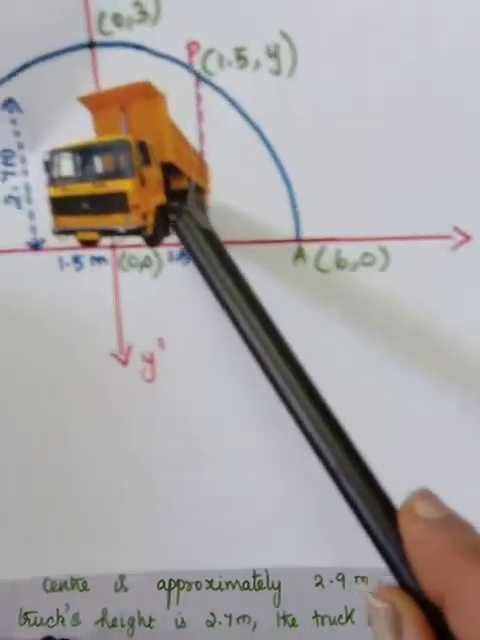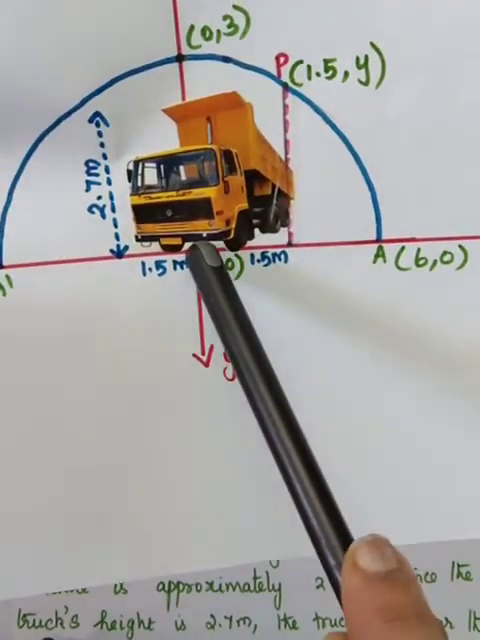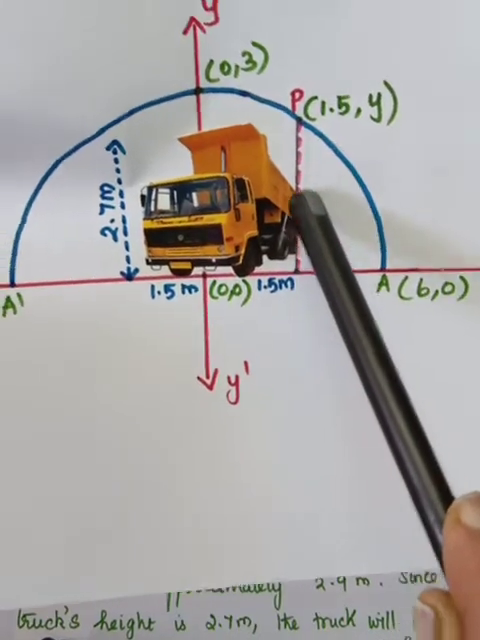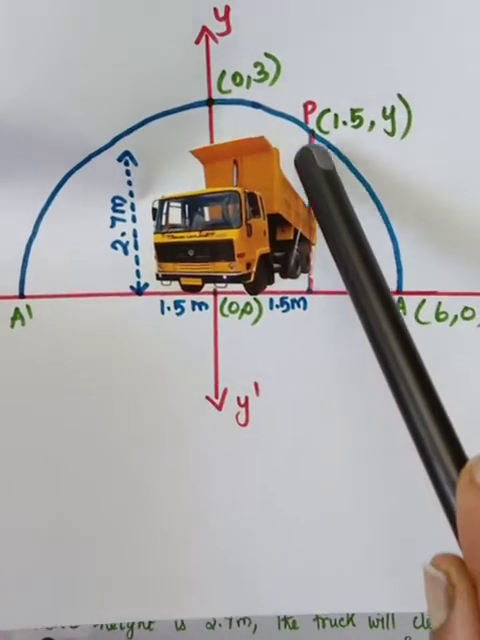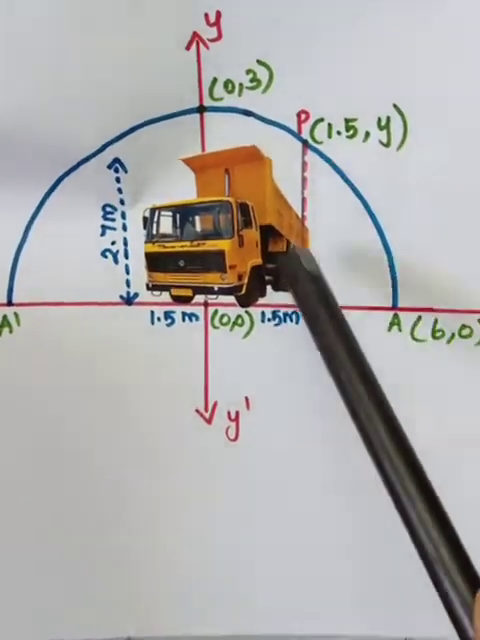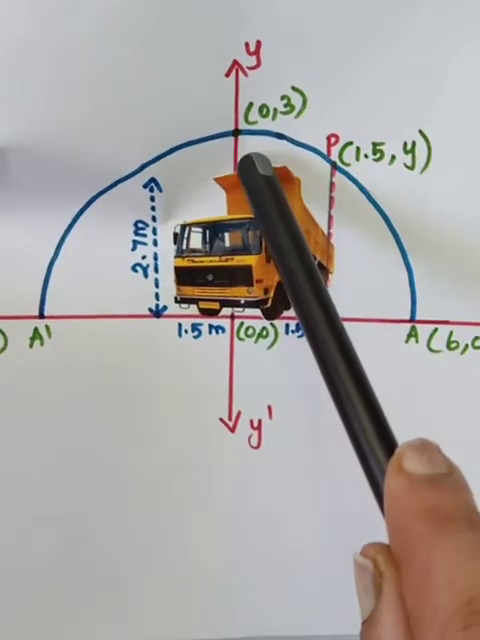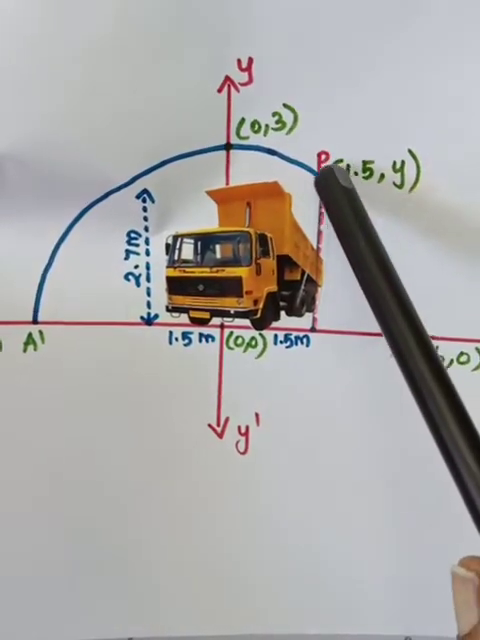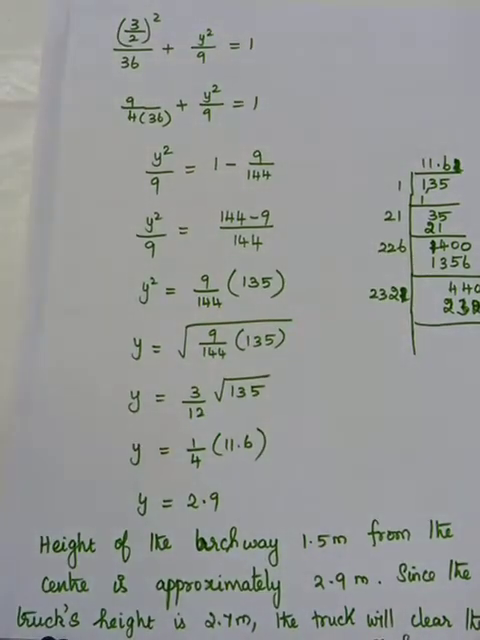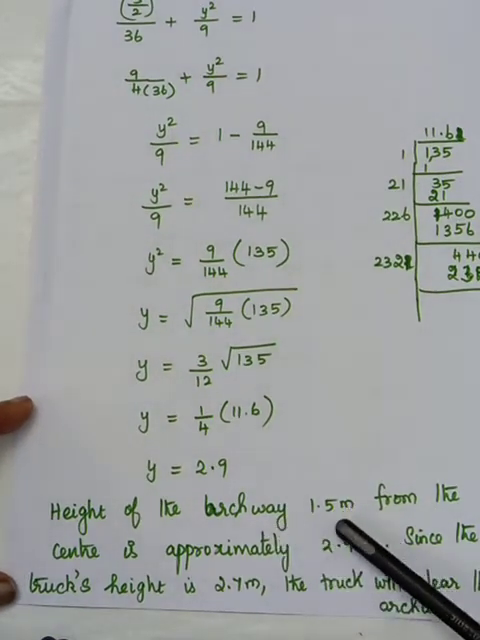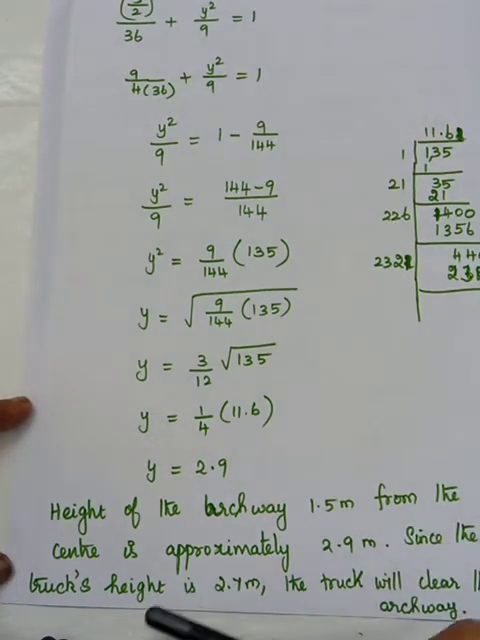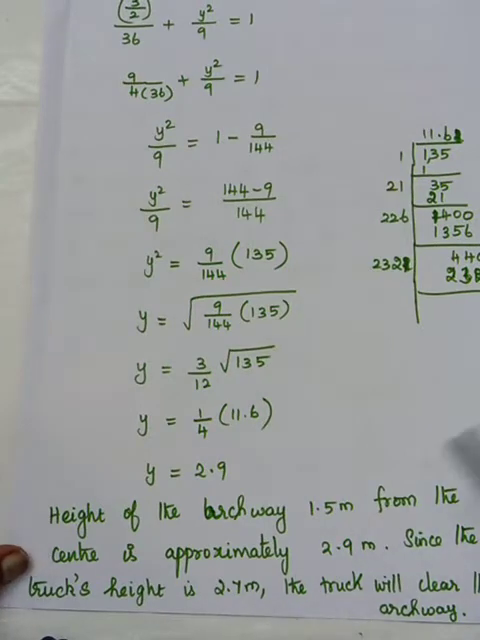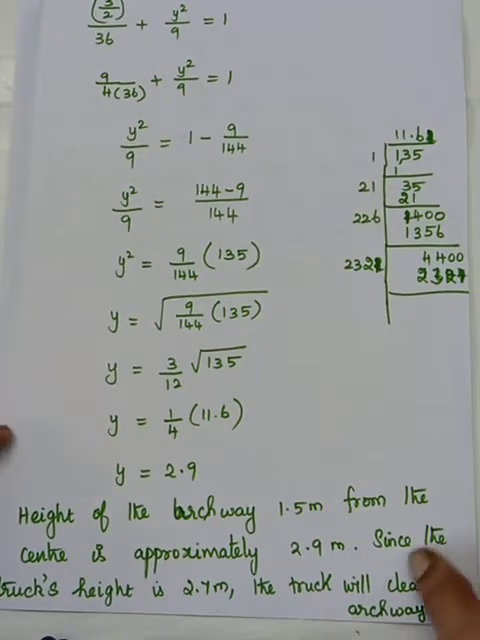See, at a distance of 1.5 meter from the center, what is this y distance? It is 2.9. So this height is 2.9. Okay, the height of the truck is 2.7. So definitely the truck will clear the opening of the archway. So the height of the archway at 1.5 meter from the center is approximately 2.9 meter. Since the truck's height is 2.7 meter, the truck will clear the archway.